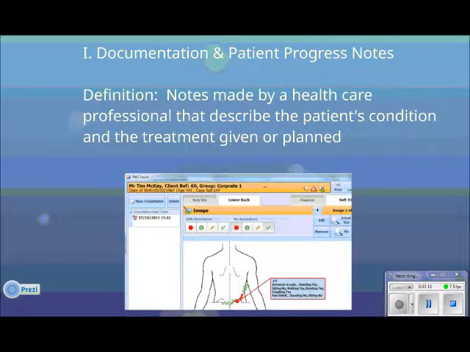The first is documentation and patient progress notes. By definition, these are the notes made by a healthcare professional that describe the patient's condition and the treatment which has already been given or is planned. In this example, there is an electronic medical record where assessment findings can be charted.